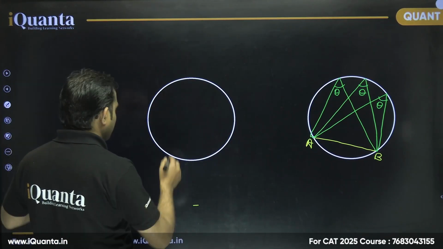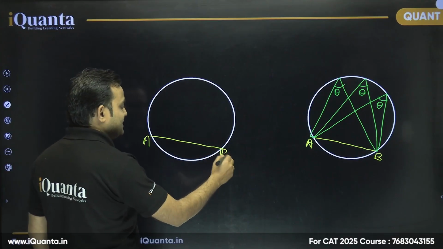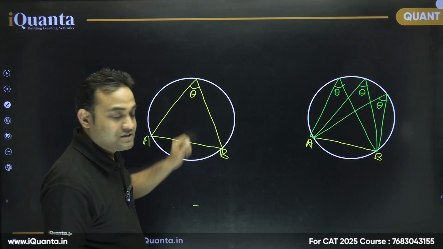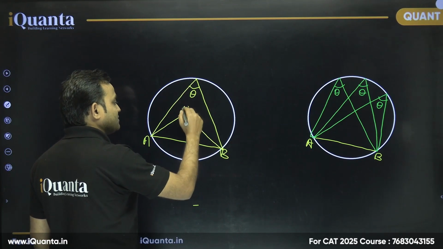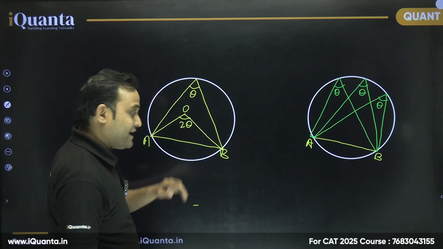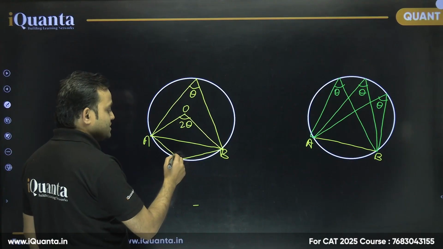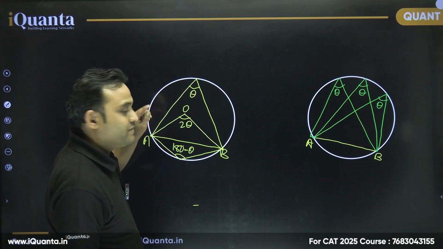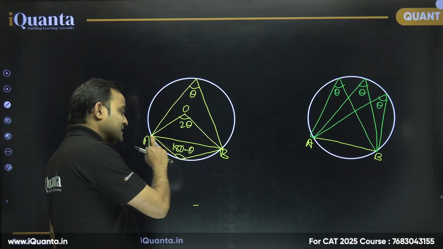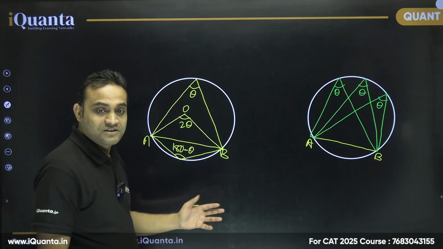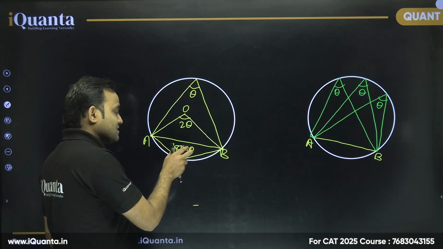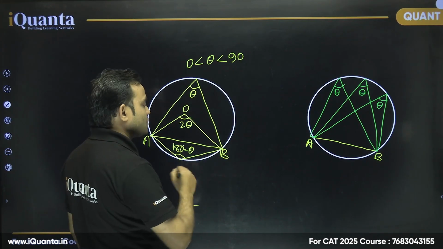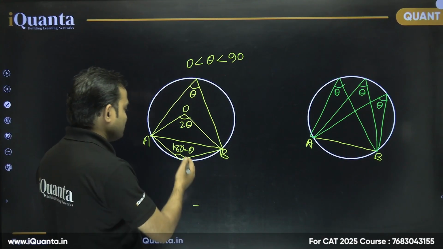Then there is one more similar concept: if the angle made by a chord on the major arc is theta, then the angle made by the same chord on the center will be 2 theta. And the angle made by this chord on the minor arc will be 180 degree minus theta. Angle made by this chord AB on the minor arc will be 180 degree minus theta. So you can understand that this angle theta should be between 0 to 90, and 180 degree minus theta will be an obtuse angle.